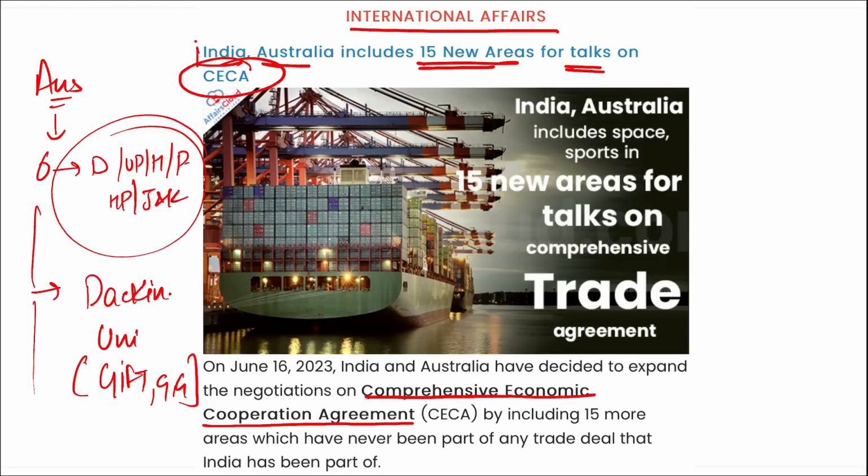Correct. So coming back to this news that India and Australia included 15 new areas, right? These areas will include your agri-tech sector, space, minerals, sports, MSMEs, gender innovation, and various other areas also. This has been included for the talks on CECA, that is your Comprehensive Economic Cooperation Agreement. Correct? Let's move on.